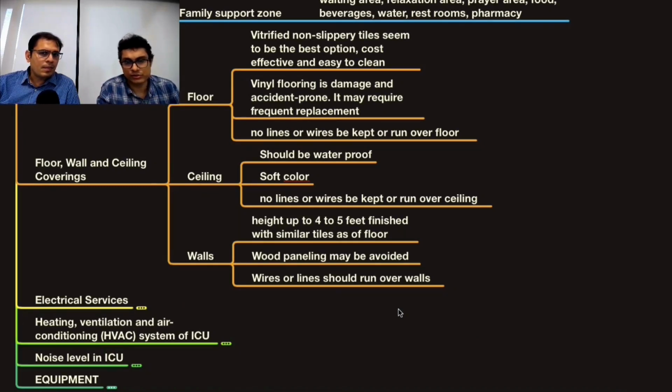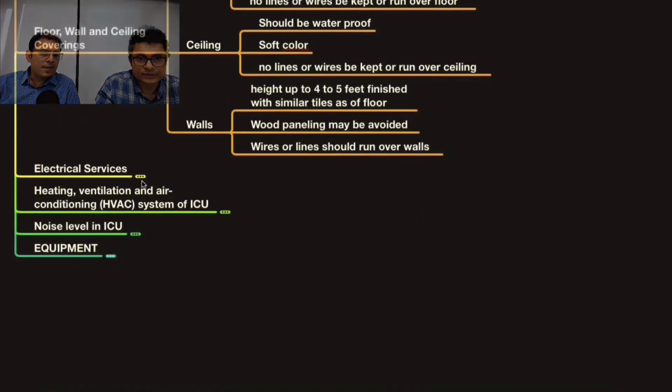If walls are not able to sustain it because of some architectural point of view, then plan it in the floor, under the floor. Okay, but not the ceiling. Avoid the ceiling. Let's come to the electrical services.